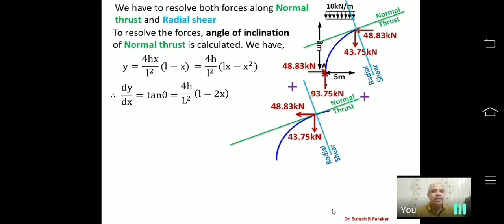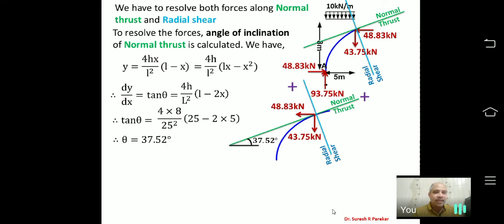Now L minus x becomes L minus 2x. Now we have to find this value at x equal to 5 meter because we have to find out normal thrust and radial shear at 5 meters. So theta we have to find at 5 meters. Substituting these values, we have tan theta is 4 into 8, h is 8 meter, upon span is 25, so 25 square in bracket, 25 minus 2 into 5, and that you can see will give you the value 37.52.